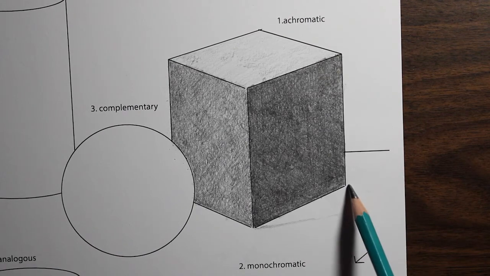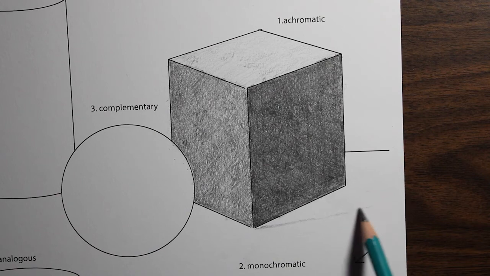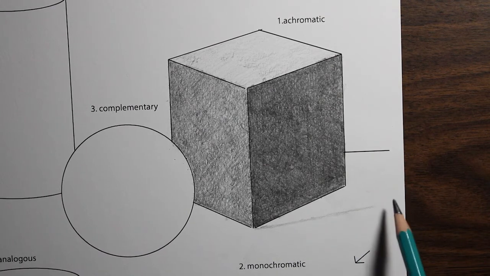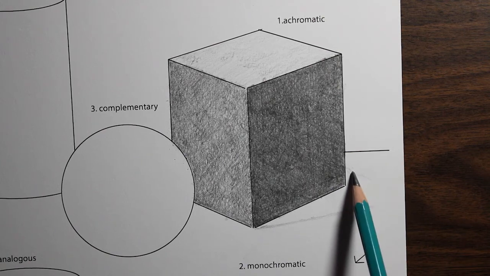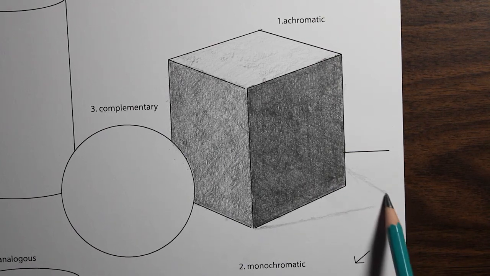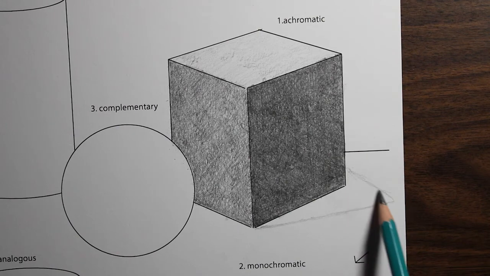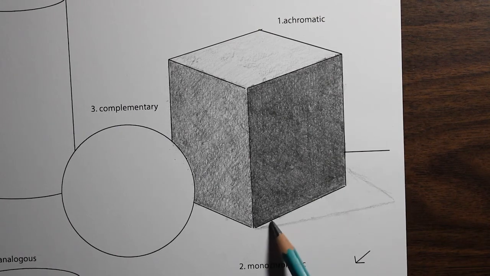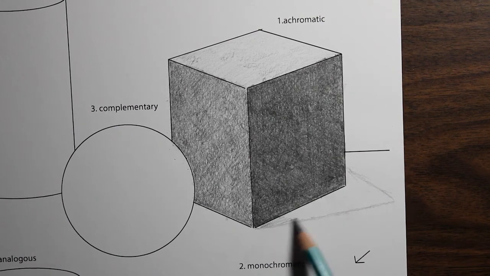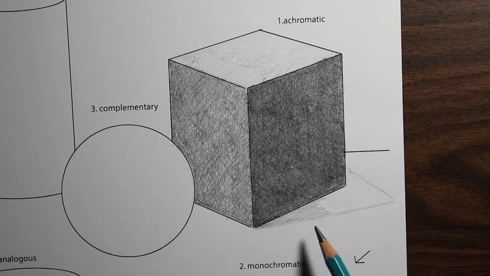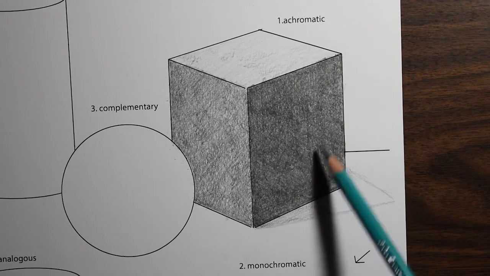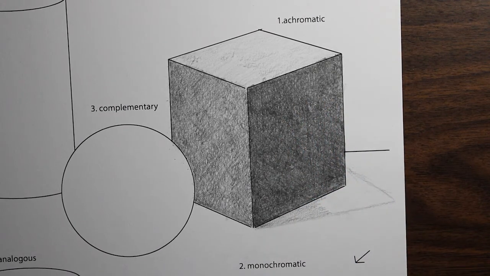So last but not least, we're going to be adding in that cast shadow. I'm going to go ahead and just gently map in where I think I want that to go. And then just gently fill that in with our first layer. And just like all the other sides, we want to build up that layer slowly. We want to get it into a value range that's very close to this side right here, perhaps even just a little bit darker.